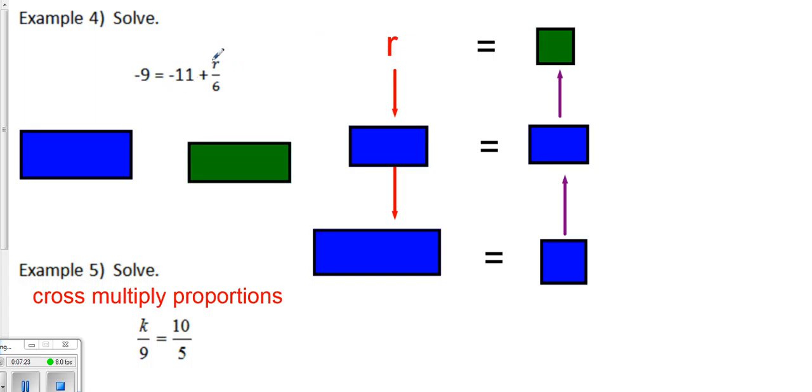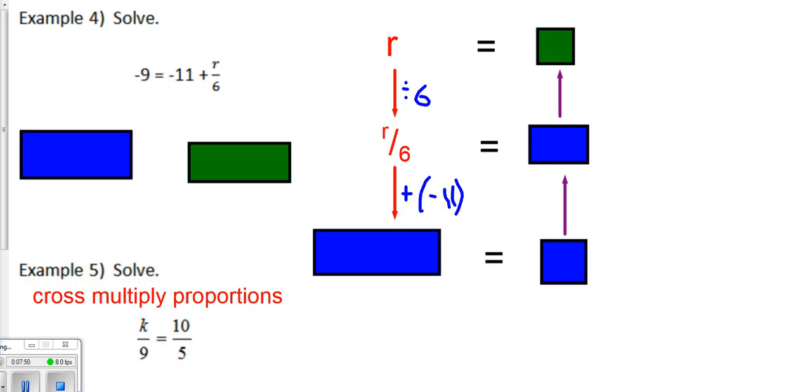Starting from r, looking at this expression, the one with r, we're actually dividing by 6 first. So that makes it r over 6, or r divided by 6. What's the next thing happening to r over 6? Well, it's actually adding on a certain amount. It's adding on negative 11.